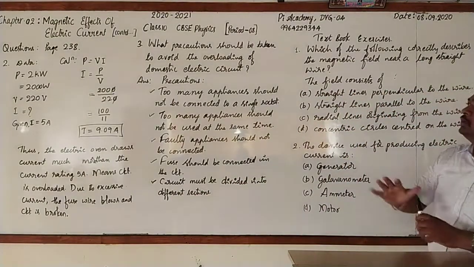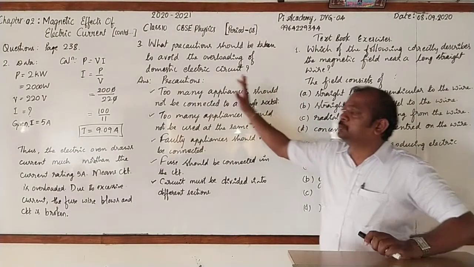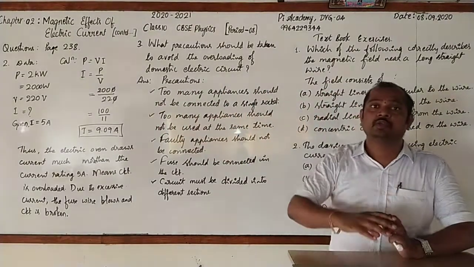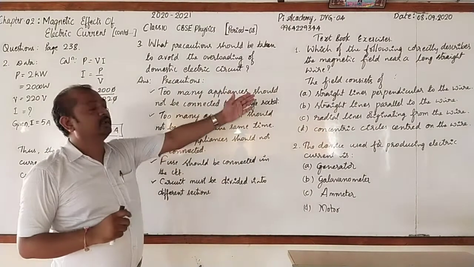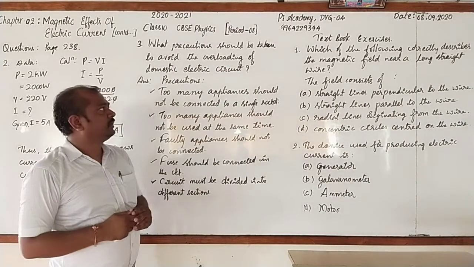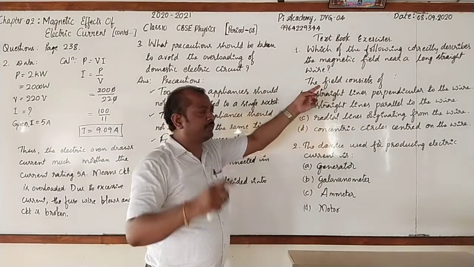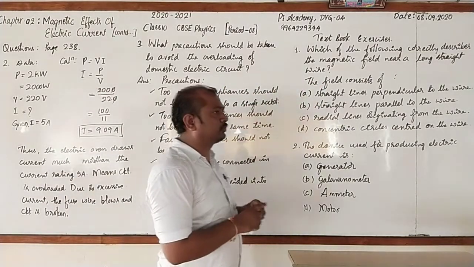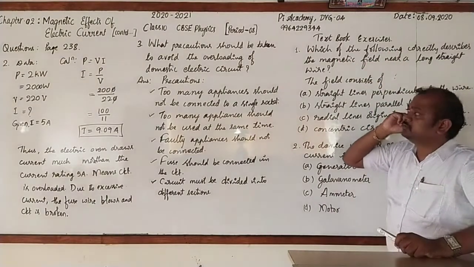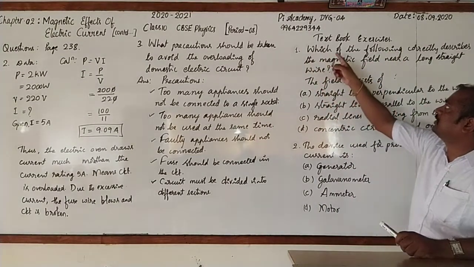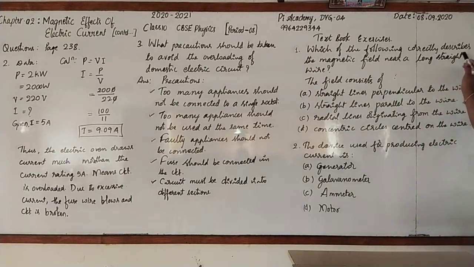Okay. So these are the blue box questions. Now we are moving to the very important part of this chapter, that is, the exercise questions. Please don't go for writing, but go through this. In the textbook exercise questions, the very first one is like this: which of the following correctly describes the magnetic field near a long straight wire?